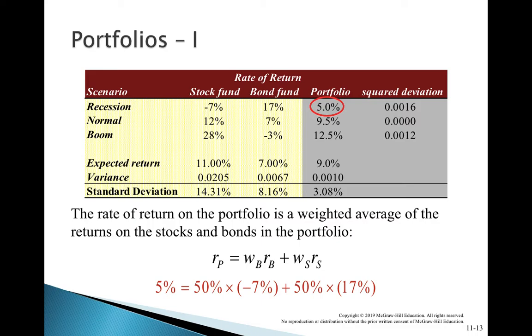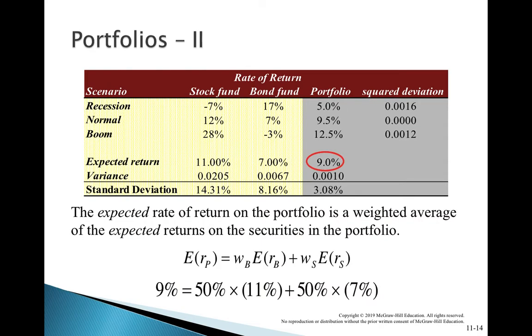Same we can calculate for normal and boom, 9.5 and 12.5%. Same way, the weight of bond fund multiplied by the possibility of return of bond fund plus weight of stock fund multiplied by possibility of return of stock fund. This is the way we calculated the possibility of return for the portfolio.